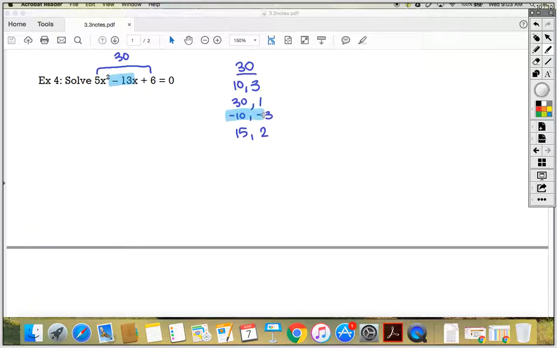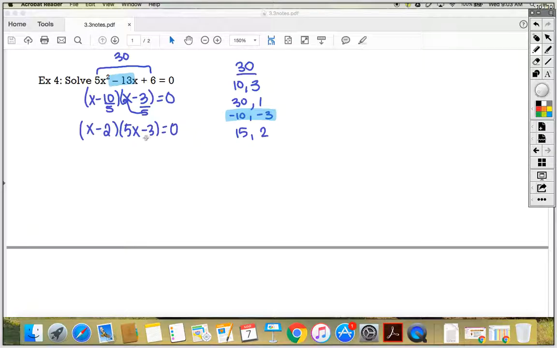So here are my two numbers that are going to work. So let's split it up. x minus 10, x minus 3 equals 0. We're going to take the 5 that was out in front, and it's going to go under the 10 and under the 3. Okay, we're going to try and reduce. 10 over 5 is just 2, so this will be x minus 2. 3 over 5 cannot be reduced, so since the 5 is still in the bottom, it's going to go in front of x. So this one will be 5x minus 3 equals 0.